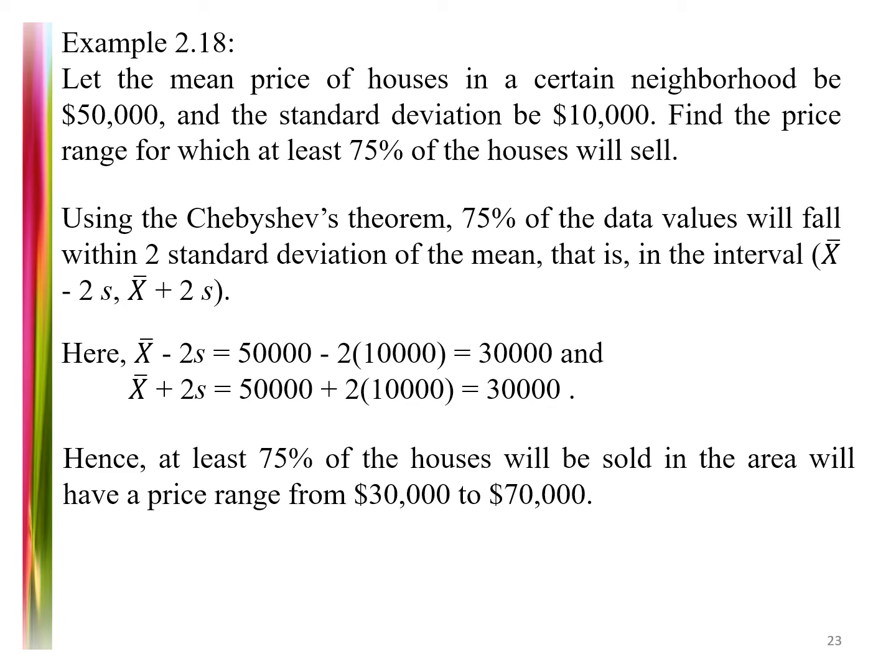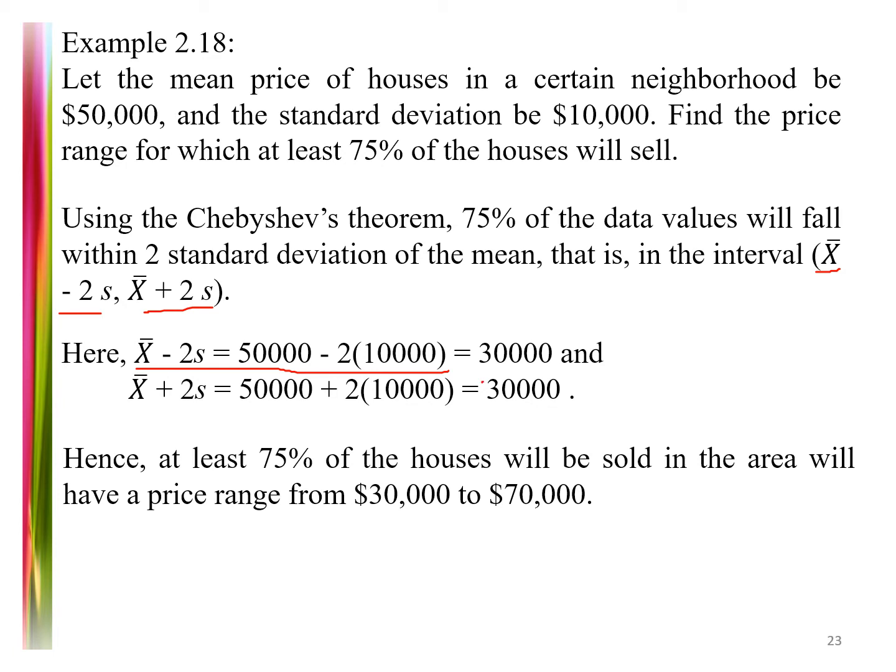So in this case, maybe we can apply the Chebyshev inequality. We know that by Chebyshev inequality, at least 75% of the data values will fall within two standard deviation limits, meaning x bar minus 2 times s and x bar plus 2 times s. So if you calculate x bar minus 2 times s, 50,000 minus 2 times the standard deviation 10,000, that should be equal to 30,000. And x bar plus 2 times s, 50,000 plus 2 times 10,000, that should be equal to 70,000.